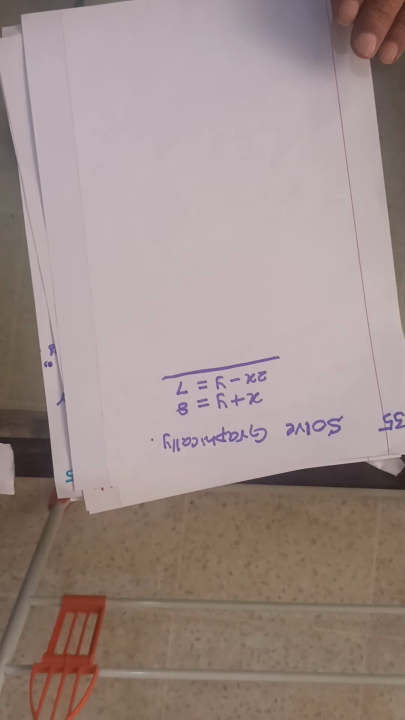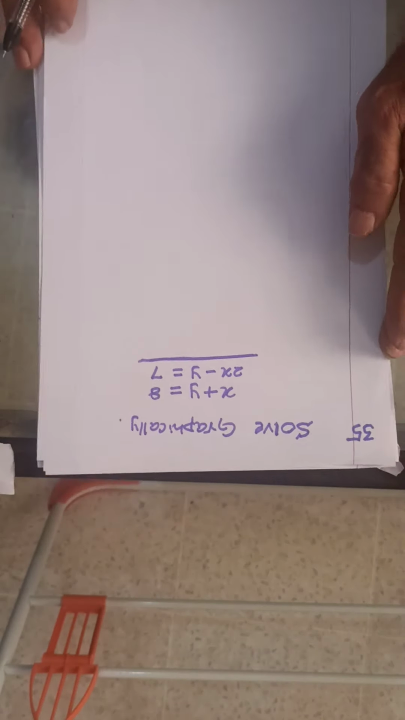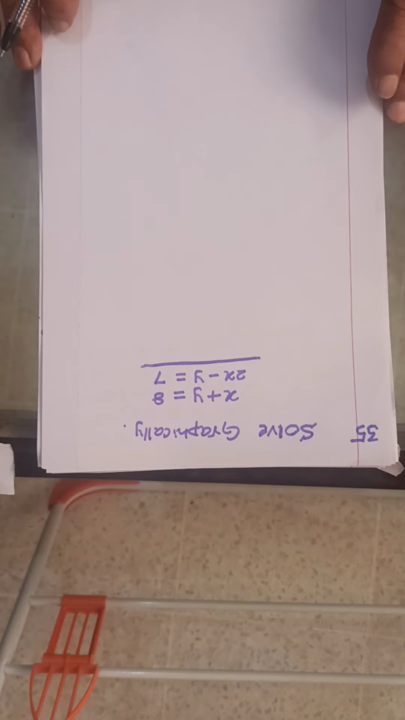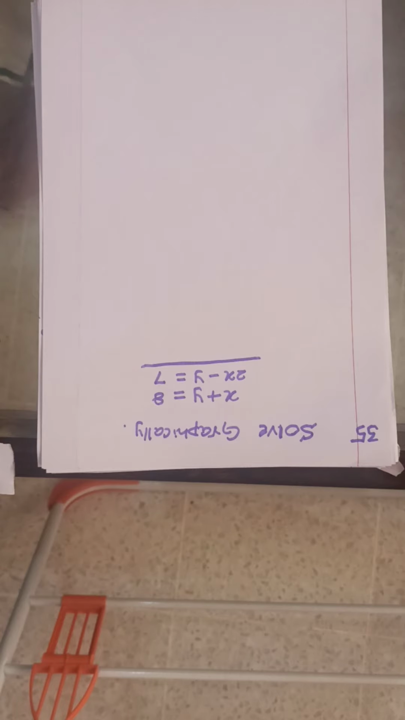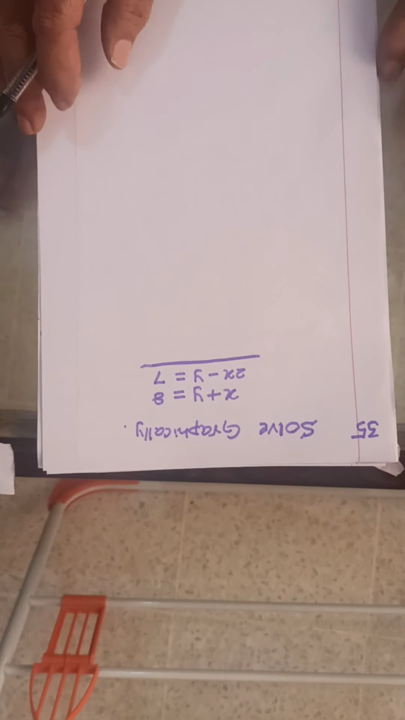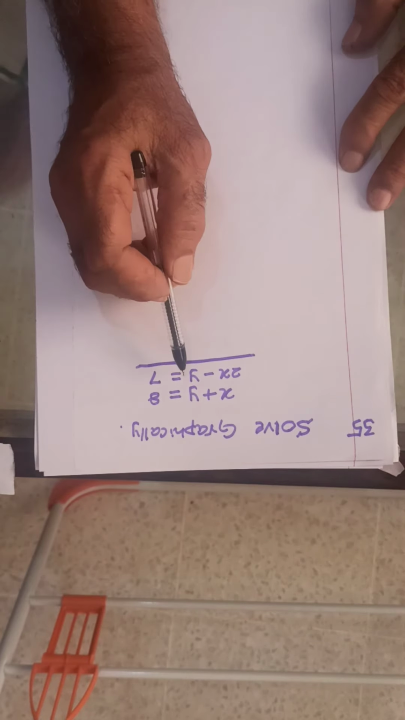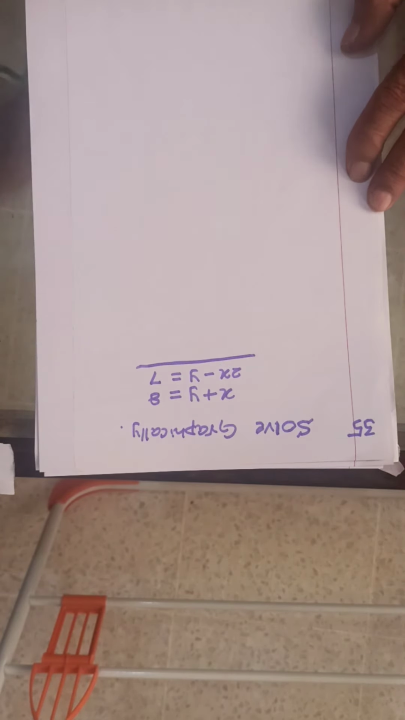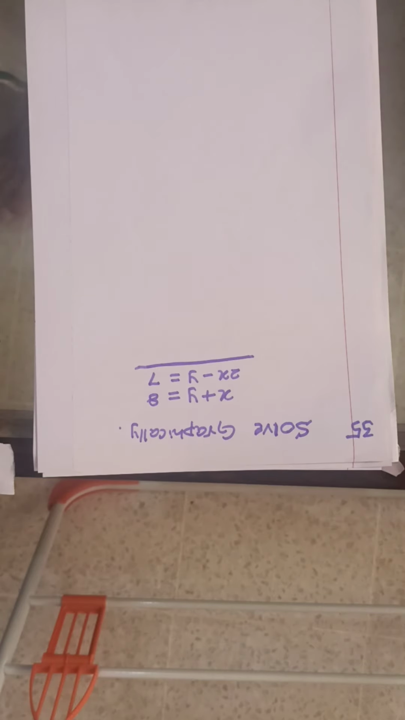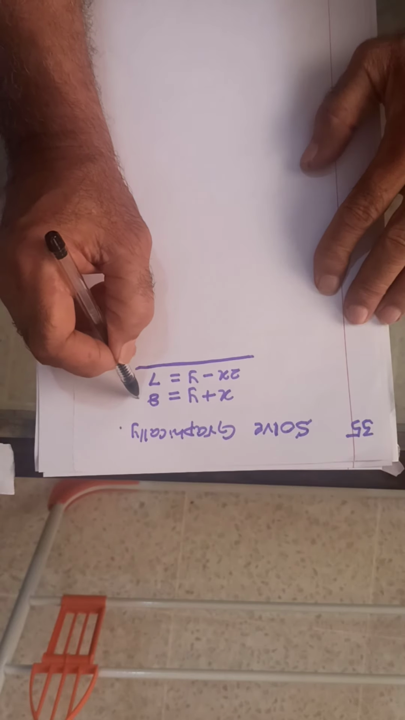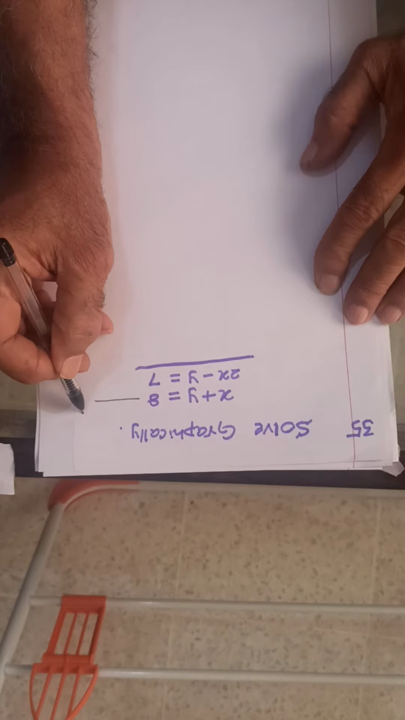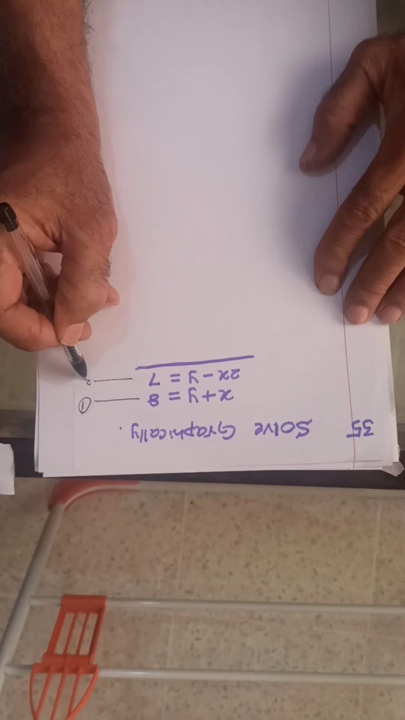Now the 35th problem: solve graphically. There will be one problem on solving a pair of linear equations graphically. Very simple, 2 equations will be given. First of all you have to prepare a table for equation number 1, one table, and for equation number 2, a second table. Call this equation number 1 and this equation number 2.